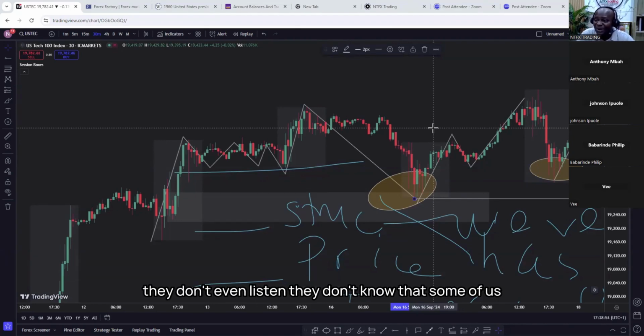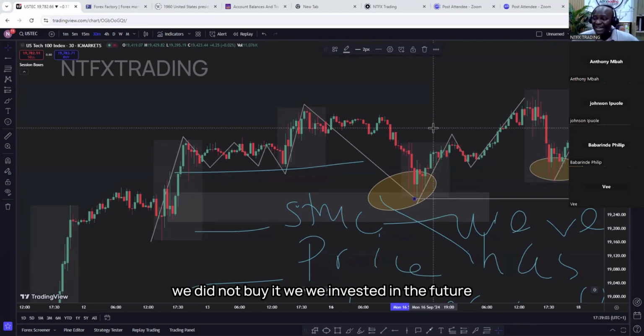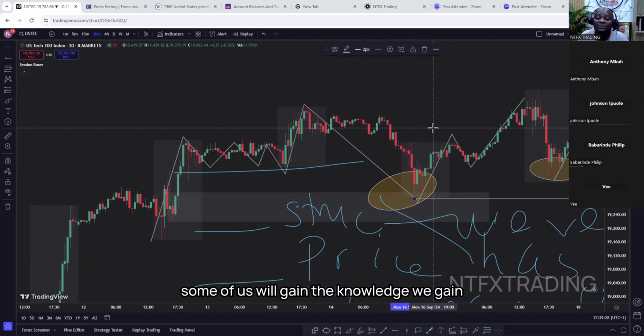They don't know that some of us who invested in businesses 3-4 years ago had money to buy a Range Rover Sport. We did not buy it. We invested in the future. They don't know. So they think that you must show off. If you don't show off, they think that you are not making money in this industry. So it is the person that is carrying private jets up and down, even without knowledge, that the people follow. I just look at them. Some of us will gain the knowledge.